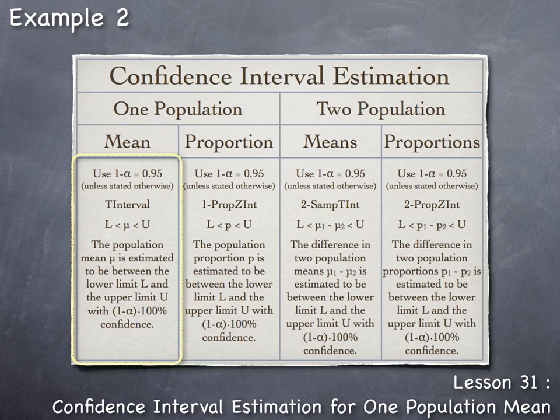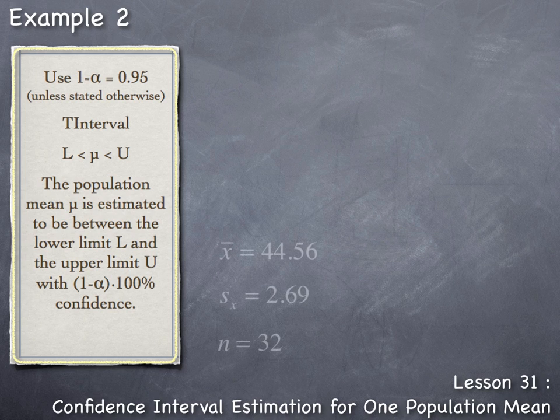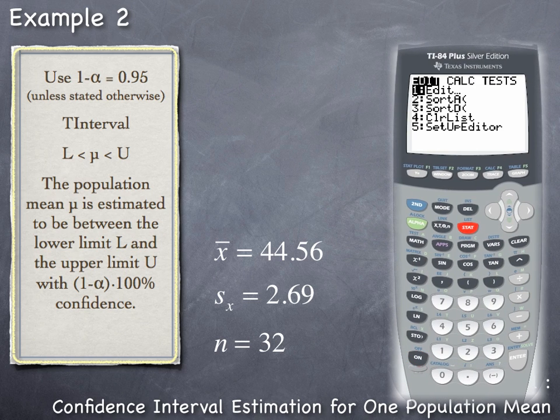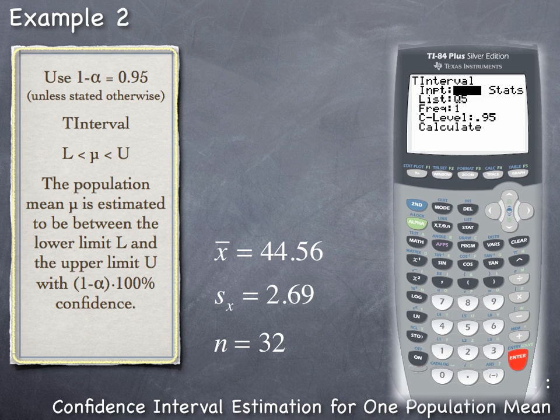The following will guide us through the construction of our confidence interval estimate, starting with identifying the level of confidence, 1 minus alpha. We'll be using the customary 0.95. Next, T-Interval is the command on the TI-84 calculator that will help us construct the confidence interval. But to do this, we need the sample statistics. So on the calculator, we press stat, arrow over to tests. This is where our confidence interval and hypothesis test commands are found. Arrow down to T-Interval, press enter to select.